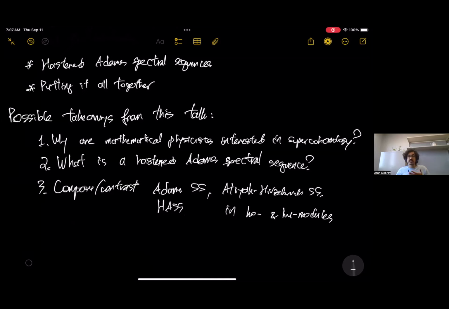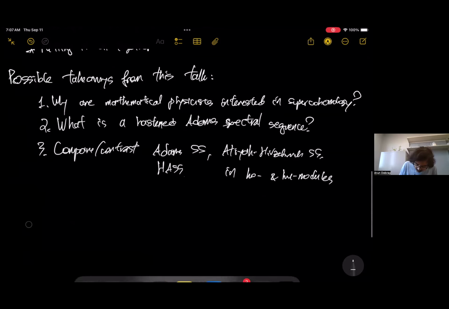What are the relative strengths and weaknesses? This was not our initial goal. Our initial goal was to solve this problem of getting better at computing supercohomology. But it turns out it tells you something interesting about the well-trodden story of the Adams spectral sequence for KO modules. So I think that would be a cool takeaway, or at least it was a cool takeaway for me.